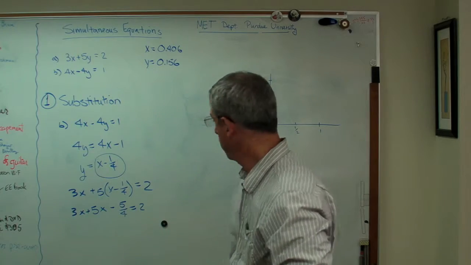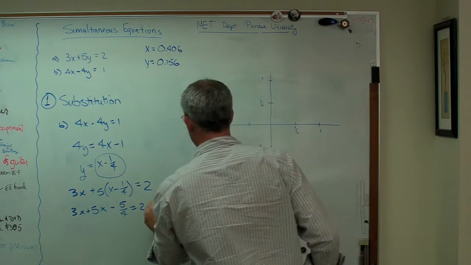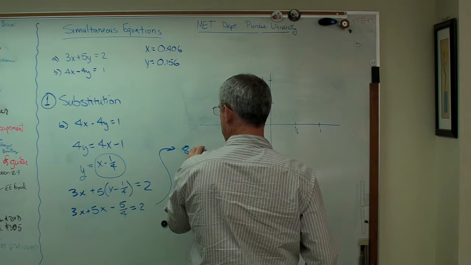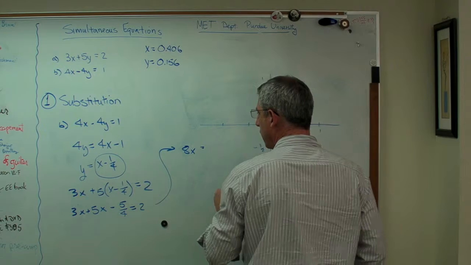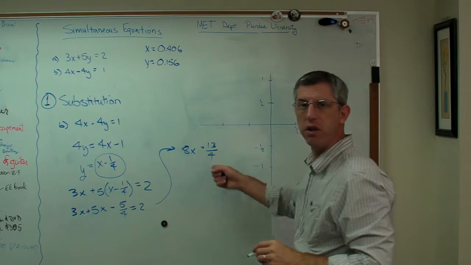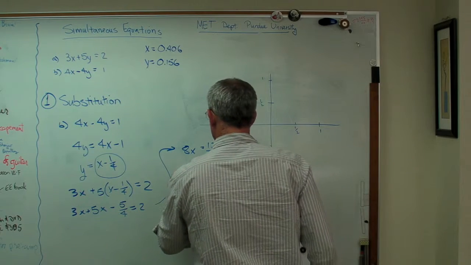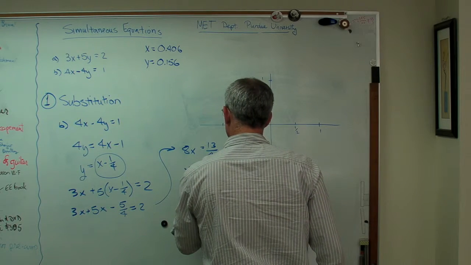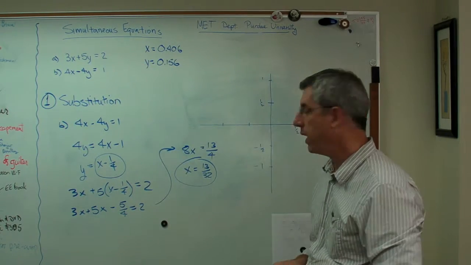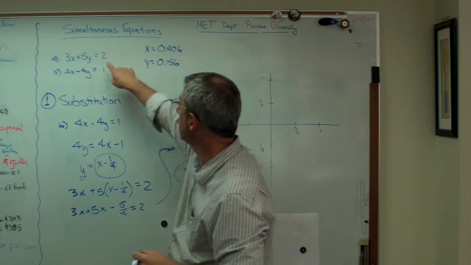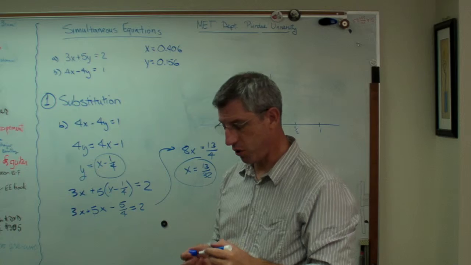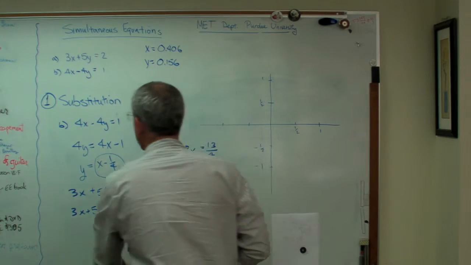Okay, there's that. I'm running out of room down here, so I'm going to move up here. Okay, and I get 8x equals, and if I work all this out, I'm going to get 13 over 4. I'm in a hurry, so you can figure this out. And x is going to be equal to 13 over 32, which equals 0.406. And if I were to take that and substitute it into one of these two and solve for y, I get that. That's substitution. We all probably know how to do this.